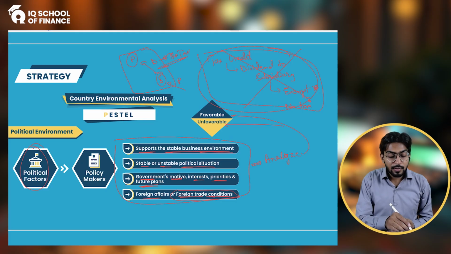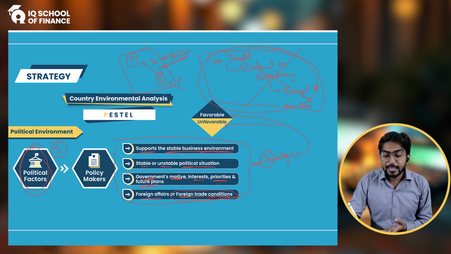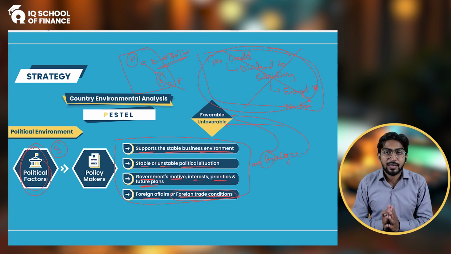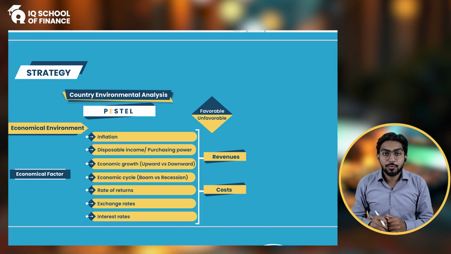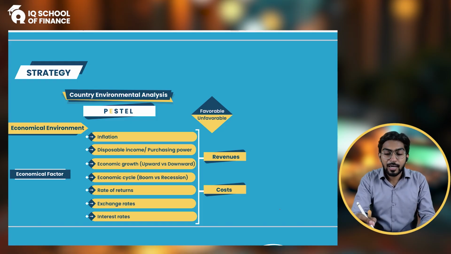First you will identify the factors. Then you will analyze them and see whether they are favorable or unfavorable. And based on that, what strategy you should adopt, right? So that's the very fundamental step in making the strategy. So now if we are clear with the political environment analysis, we will move forward to the economical environment analysis. All right, so now let's go towards the economical environment analysis.